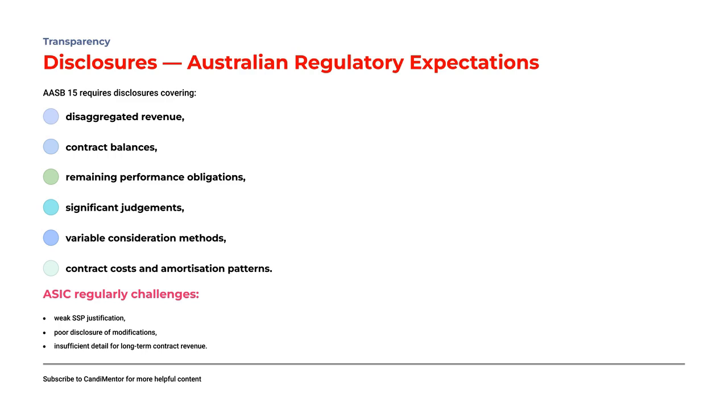End. Disclosures. Australian regulatory expectations. AASB 15 requires disclosures covering disaggregated revenue, contract balances, remaining performance obligations, significant judgments, variable consideration methods, contract costs and amortization patterns. ASIC regularly challenges weak SSP justification, poor disclosure of modifications, and insufficient detail for long-term contract revenue.